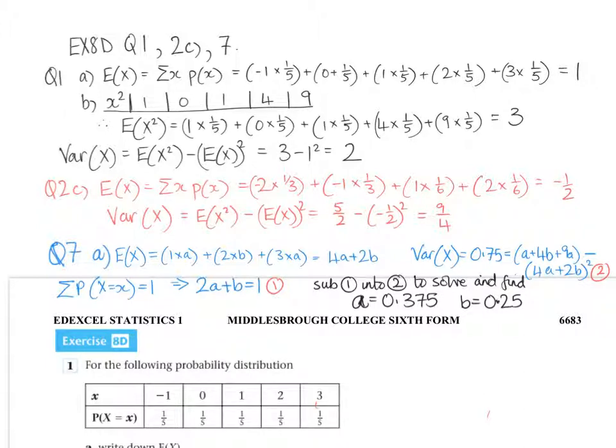That's the absolute bare minimum to do on exercise 8D. There are other questions in there that you could try just for some extra practice.